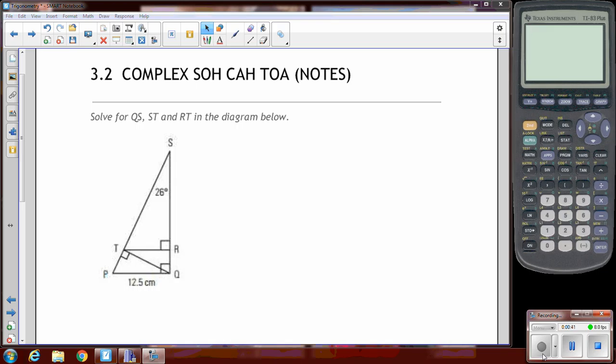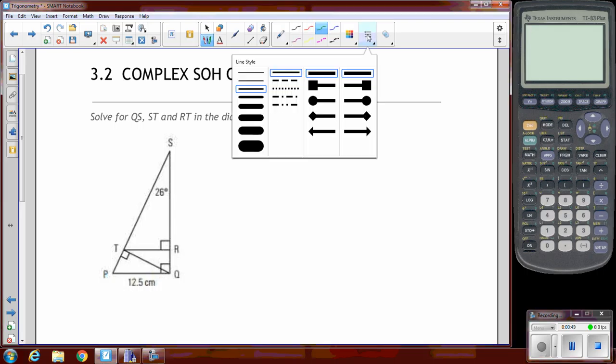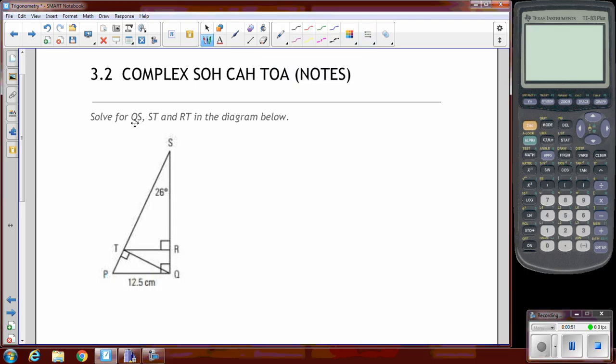So we're going to look at this diagram here, and it's saying solve for QS, ST, and RT. So we're going to just start doing that right away. I'm going to look for QS first simply because it was the first thing listed, and it does help us later on in the question. You can see that this diagram is actually pretty confusing, but you should be able to identify several right triangles within this diagram. So the first thing it's asking us to find is side QS.